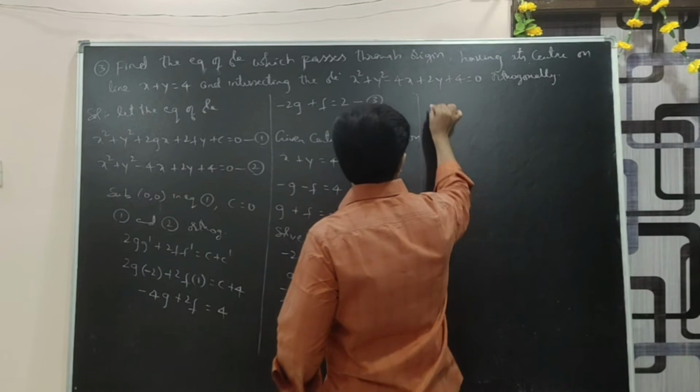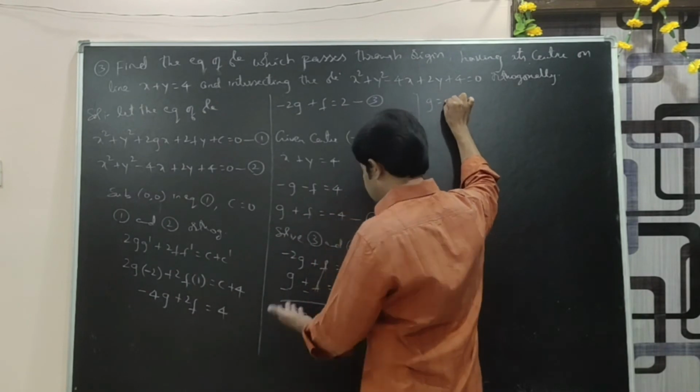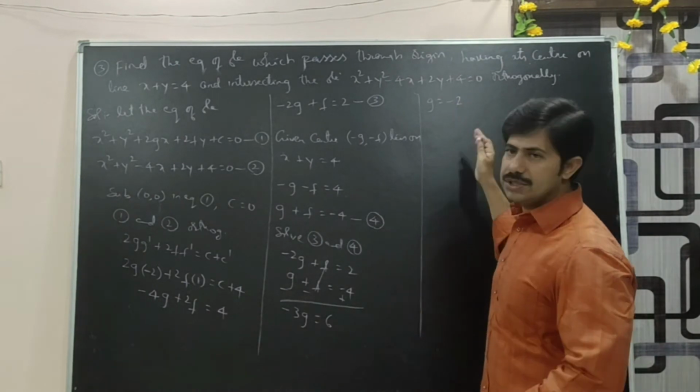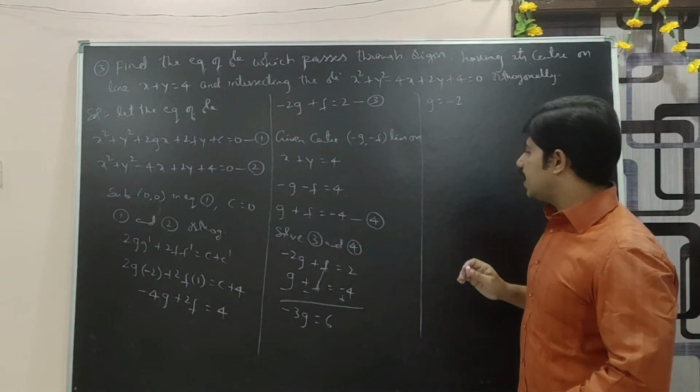So we get the g value. G value is 3 1s are 3, 2 2s are 4, so that is, g value is minus 2. So we got g value is minus 2. So after getting g, what we will do?